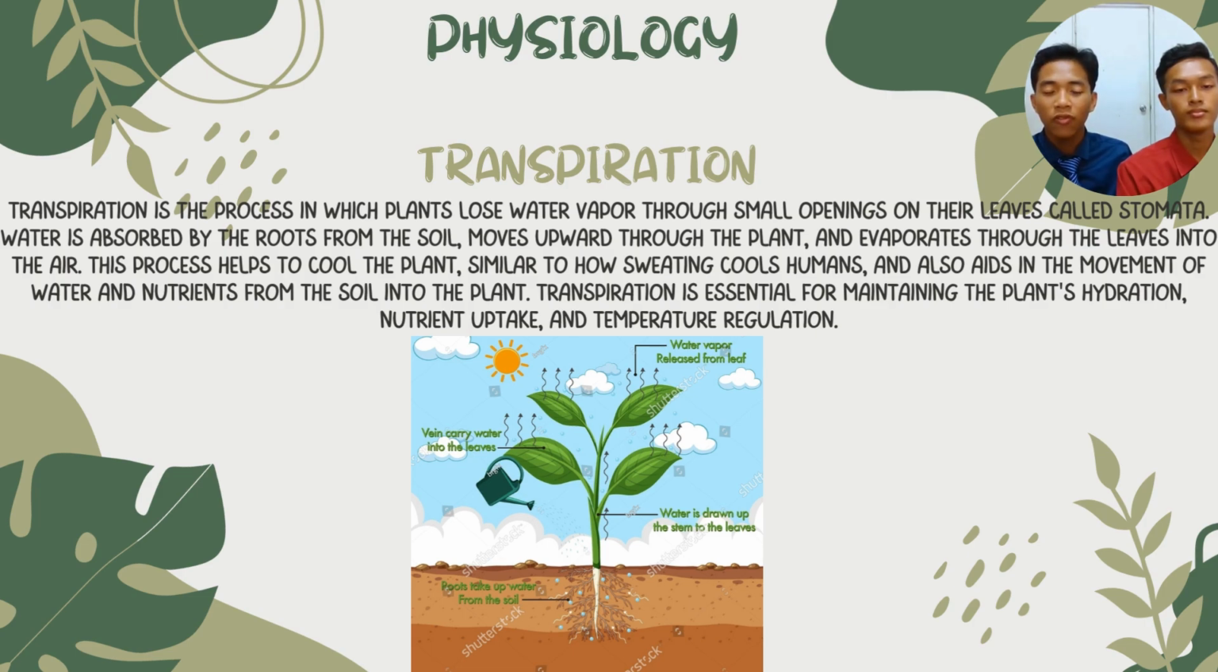Alright, done with morphology. We go next with physiology. For the first one, transpiration. Transpiration is the process in which plants lose water vapor through small openings on their leaves called stomata.